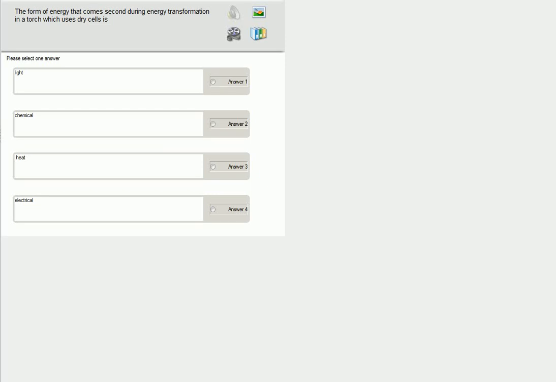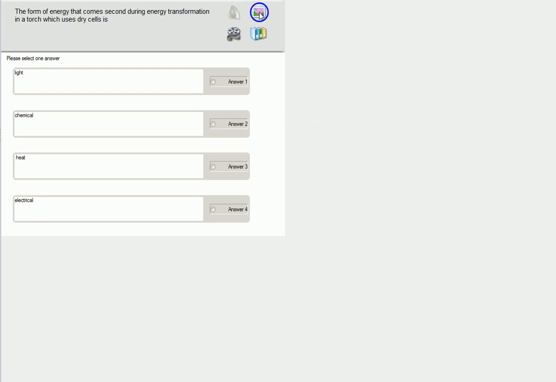Now, this was question number 1 that was being tested in the KCPE for the year 2018, and the candidate was required to state the form of energy that comes second during energy transformation in a torch. Now, the torch must be using dry cells. There are several things that the candidate was supposed to remember.